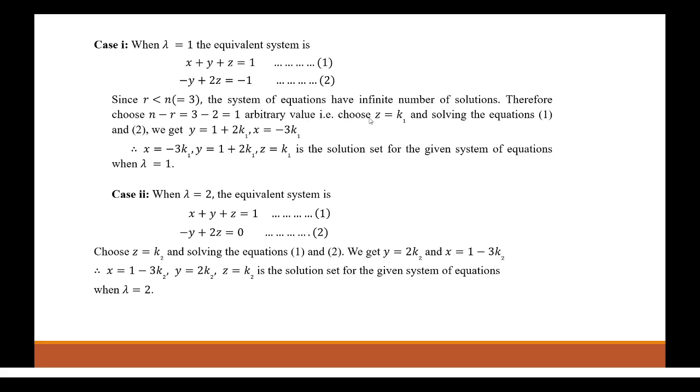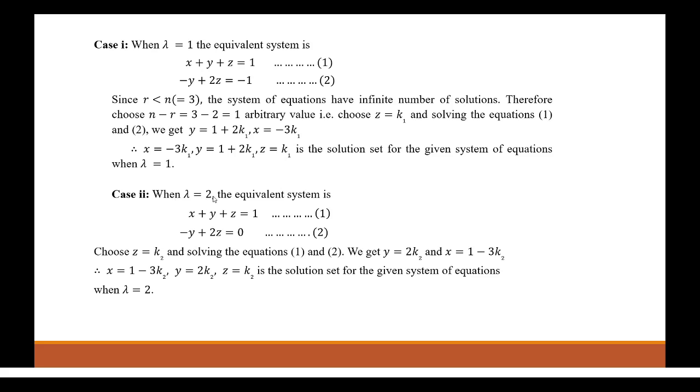For the arbitrary value, choose z is equal to k1 and solve the above system of equations. We get the values of y and x. Finally, we get x, y, z as the solution set for the given system of equations for the value lambda is equal to 1. So, one more value is there.